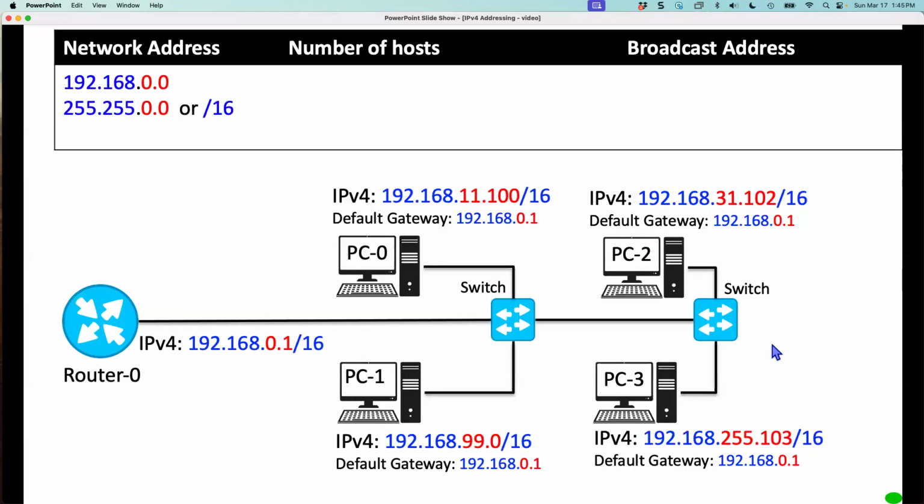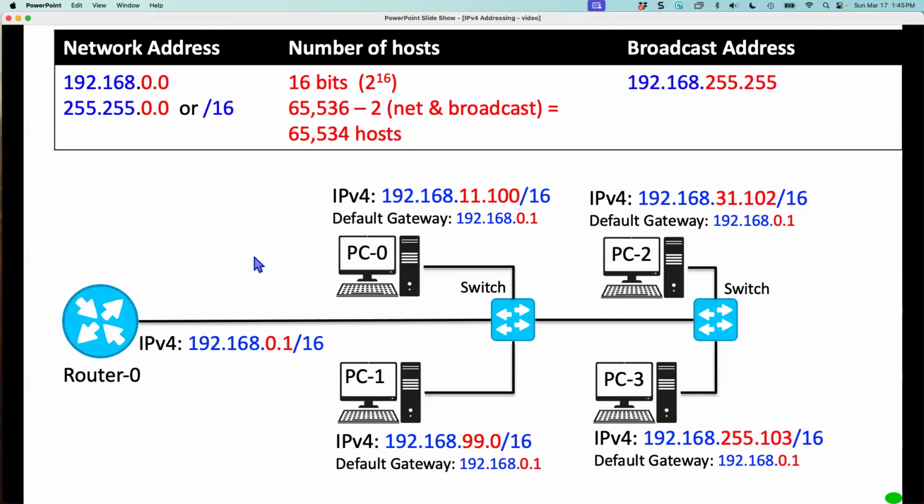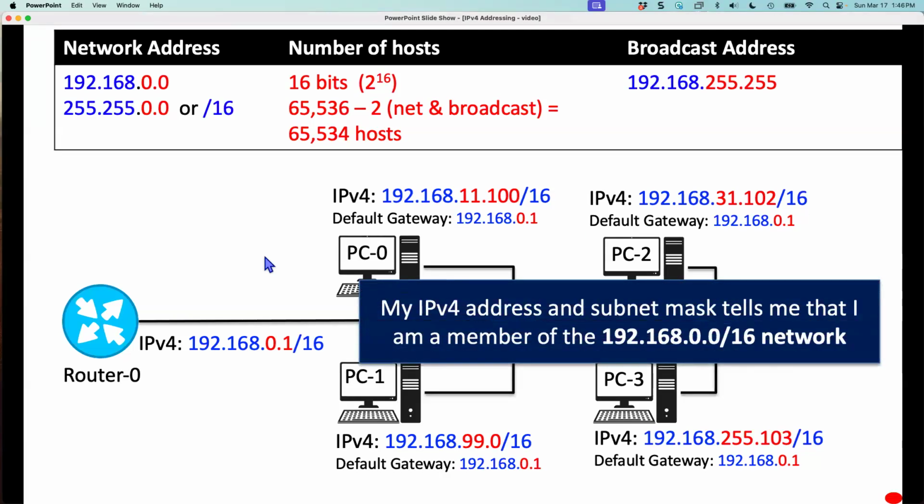Okay, so there's our network address, number of hosts, 65,000 plus devices. There's our broadcast. Again, all of these devices, if they had this as their subnet mask /16, they would say, hey, I'm a member of the 192.168.0.0/16 network, meaning that they can reach any devices directly from NIC card to NIC card that have an IPv4 address starting only with 192.168. This is the host portion. Only the first 16 bits, /16, is the network portion.